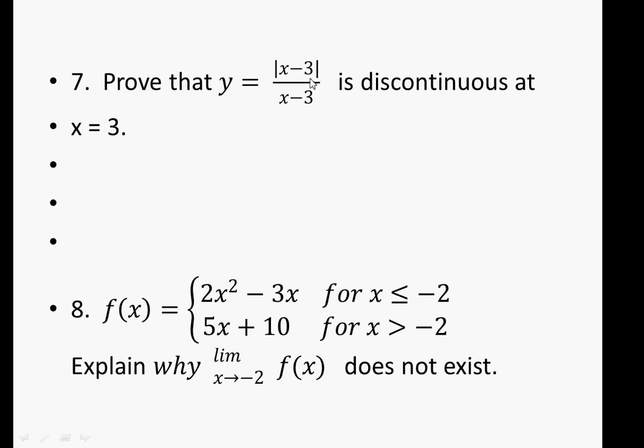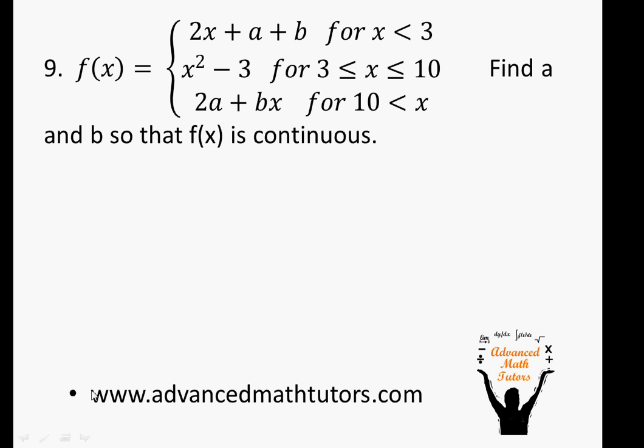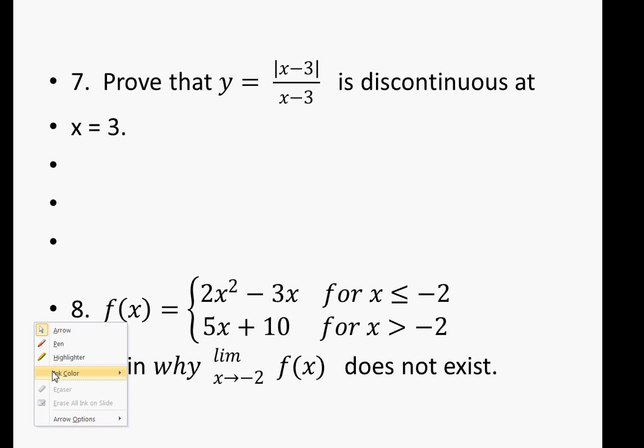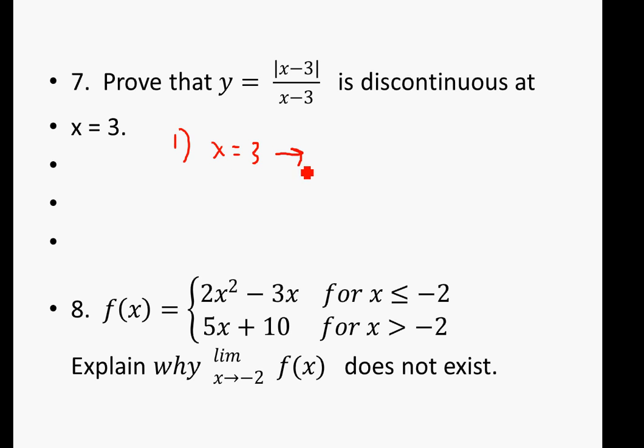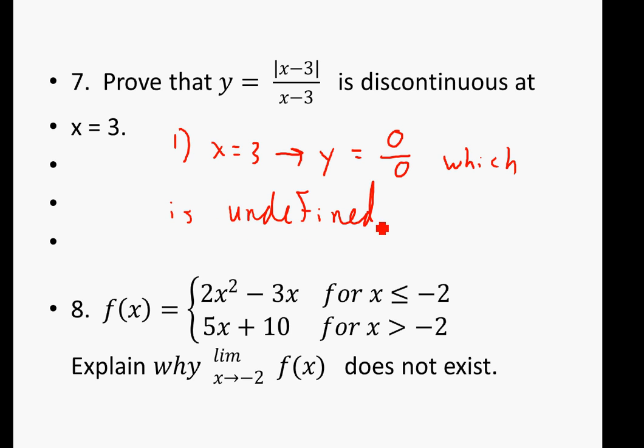I hope you're happy. Prove that this is discontinuous at 3. This is easy. You try the first thing. Well, when x equals 3, y is equal to 0 over 0. That's undefined, right? If it's a limit, you call it indeterminate. But if it's a function, it's just undefined. So, since it's undefined there, you're done.